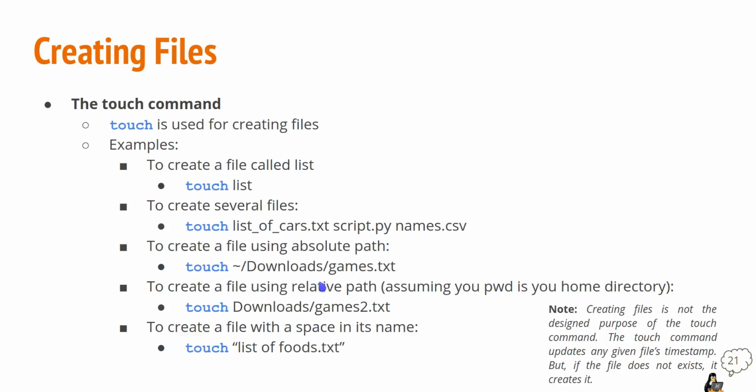For example, I want to create a file called games.txt inside my downloads folder. So all I do is absolute path slash games.txt. To create a file using a relative path, assuming that you are inside your home directory, touch downloads games2.txt. To create a file with a space in its name, you can either use the quotations, the single quotes, or you can use the escape character, which is the backslash.